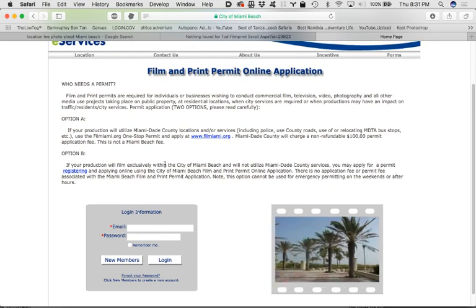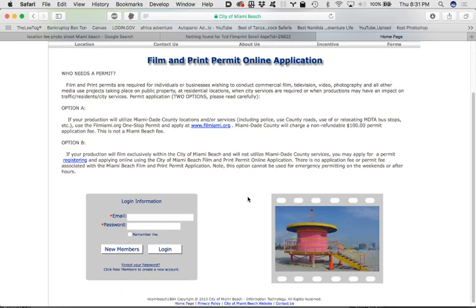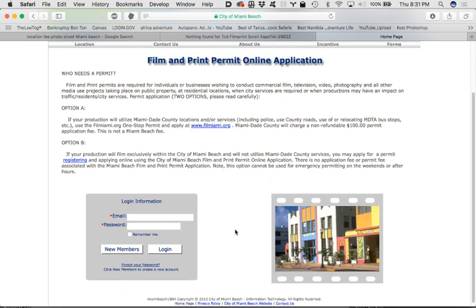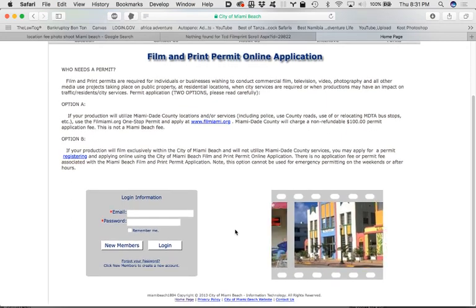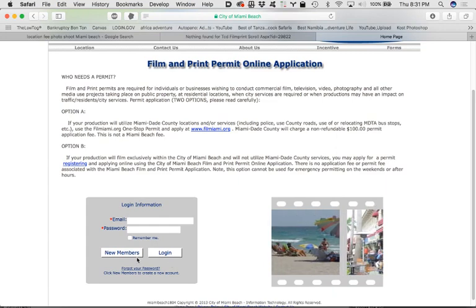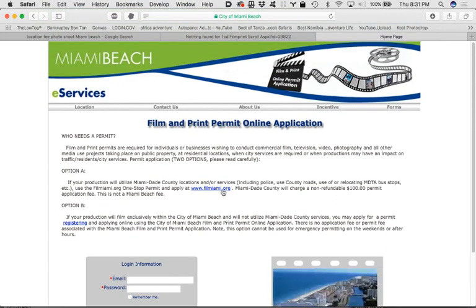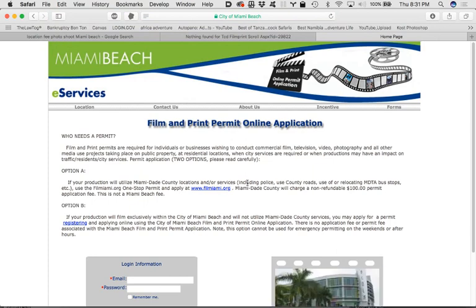If your production will film exclusively inside of Miami, you may apply for the permit by registering online. There's no application fee for your permit associated with the beach and film office. Note, this option cannot be used for emergency applications. Okay, so who needs a permit? So we're going to go with option A. Again, I don't want to actually log into this, but I know that'll actually get us our permit.